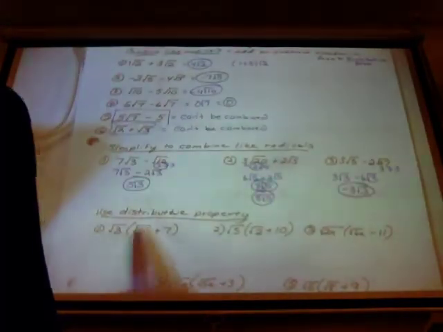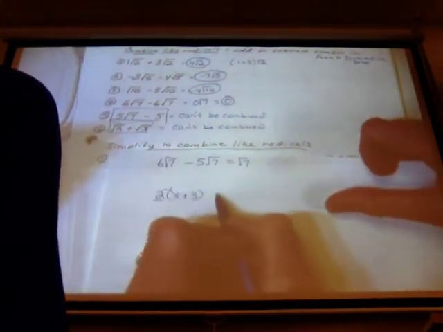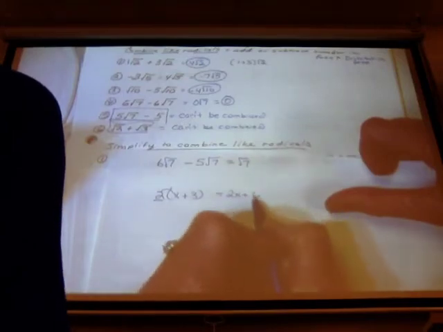Okay, so now here we have a monomial times a binomial. In the past, when we've had something like that, a monomial times a binomial, we just distributed through, right? And we got 2x plus 6. We're using the same thing. We're just applying it to radicals.